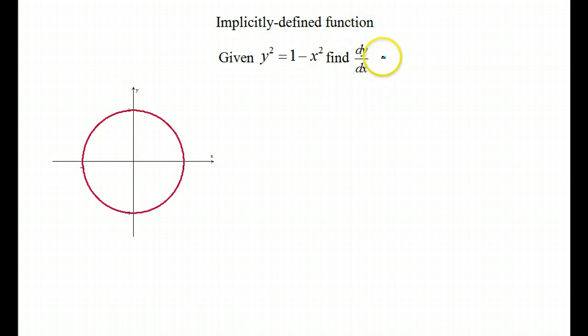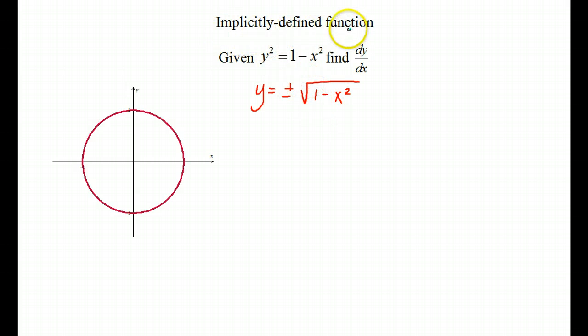Now before we get into the process of finding the derivative of an implicitly defined function, let's take a look at what's really happening. So why isn't this explicitly defined? Well, the problem is that I have y squared here. So if I wanted to try to write this as just y equals, if I took the square root of both sides, I would get y equals plus or minus the square root of 1 minus x squared. And that should make sense.